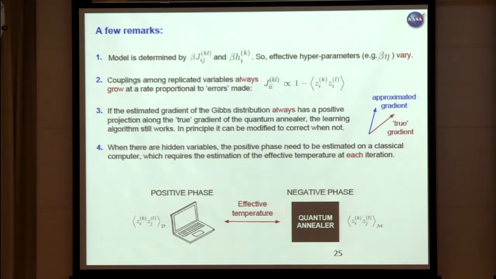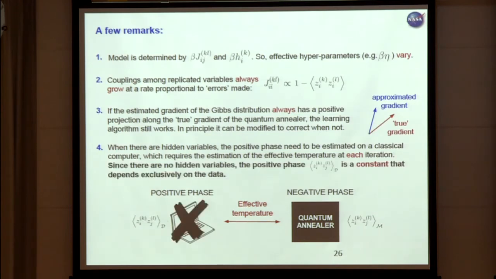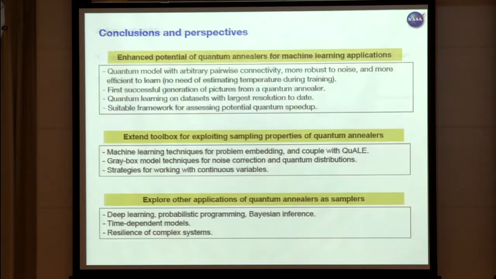So you cannot work all in the quantum annealer. You also have to work a bit on the standard computer. But when you don't have hidden variables, this term depends only on the data. It becomes a constant, so you can forget about estimating the model part here.